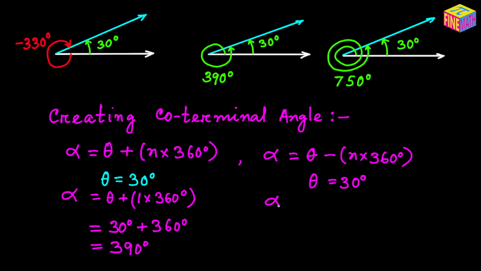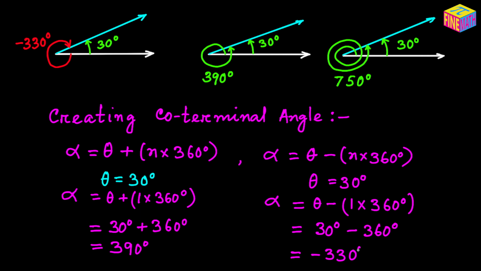We can say the coterminal angle alpha will be equal to theta minus, let's start with 1 multiple of 360 degrees. Theta is actually 30 degrees, so that will be 30 degrees minus 360 degrees. That will give us negative 330 degrees. And I think I have that in the first example, in the first diagram. That's exactly what we see: for a 30 degree angle, its negative coterminal angle would be negative 330 degrees.